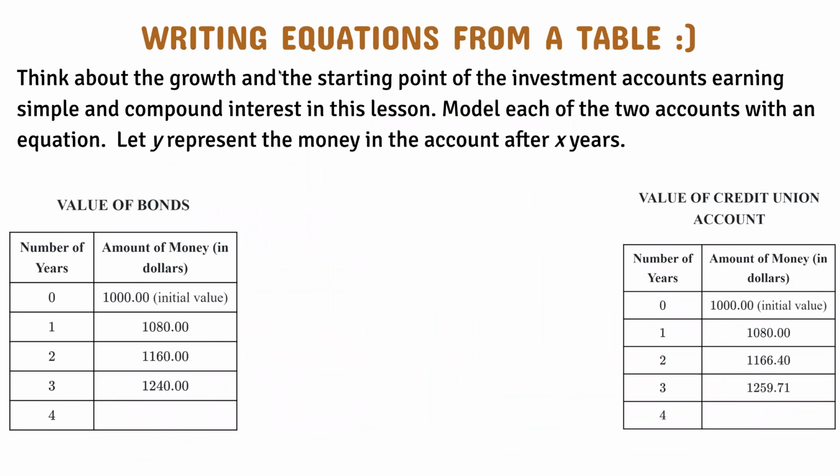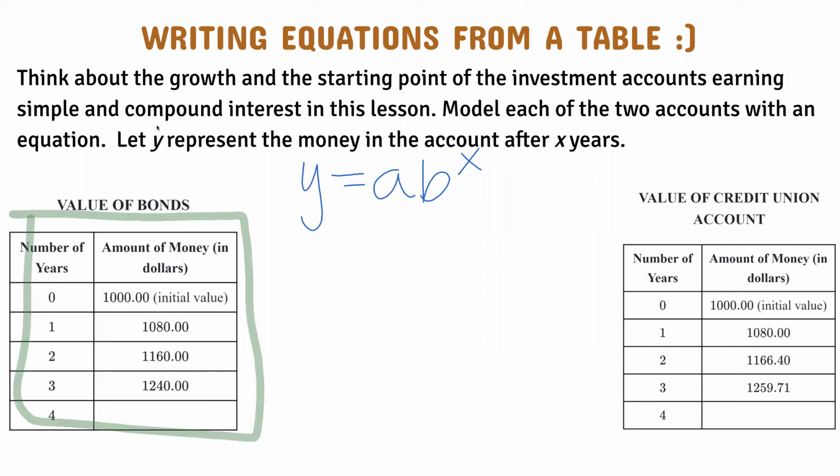So let's see, let's write an equation from a table. So let's think about the growth and the starting point of the investment accounts earning simple and compound interest in this lesson. Model each of the two accounts with an equation. And we already have our let statement. We're letting Y represent the money in the account after X amount of years. So as a reminder, exponential equations are Y is equal to AB to the X, where A is our starting value and B is our multiplier. And so if I choose value of bonds, okay, let's figure that out.